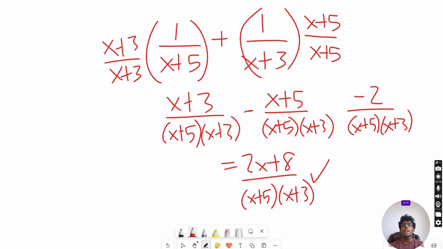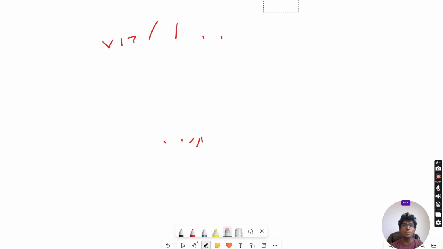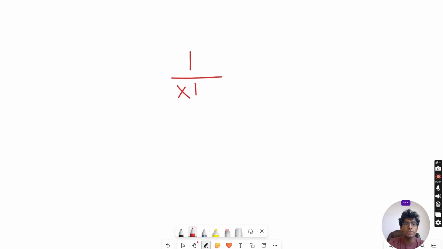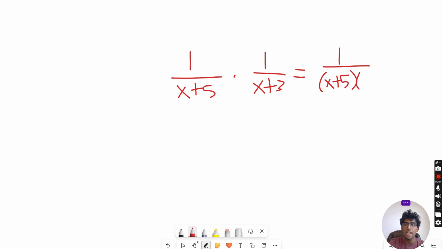If you're multiplying and dividing these rational expressions, though, it's a little bit easier. If we want to work with our same example of 1 over x plus 5 times 1 over x plus 3, you would just multiply these straight through. That would be your answer, right? Numerator times numerator, denominator times denominator.